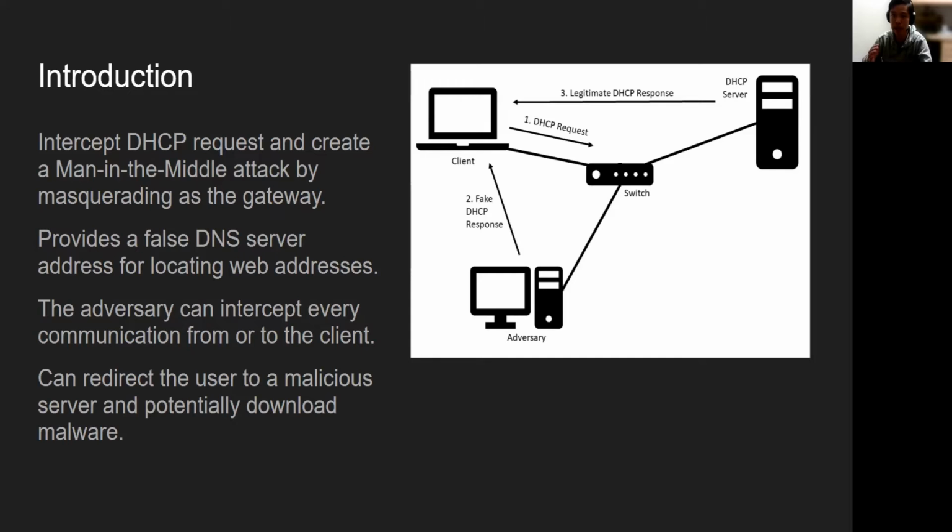And basically a DHCP spoofing attack is where a DHCP request is made. However, there is a person in the middle that intercepts this message and provides a false gateway, a false DNS server, and other things so that this person can intercept all communication and redirect the user to potentially malicious websites.